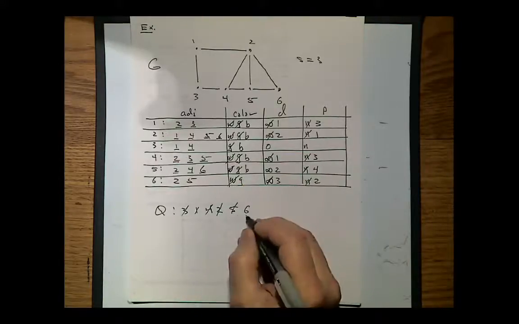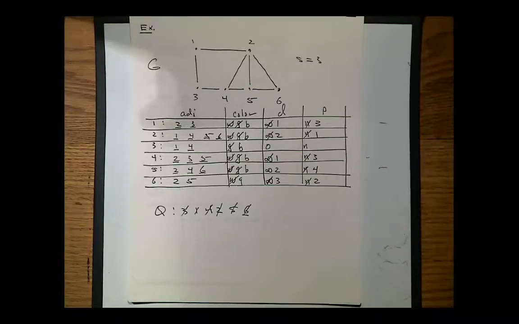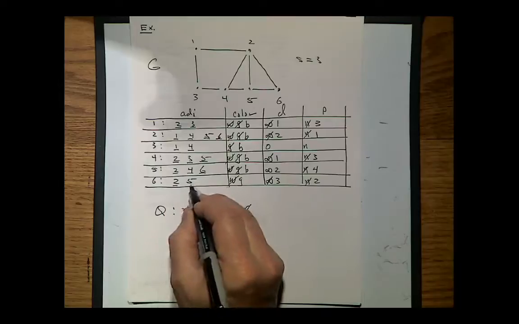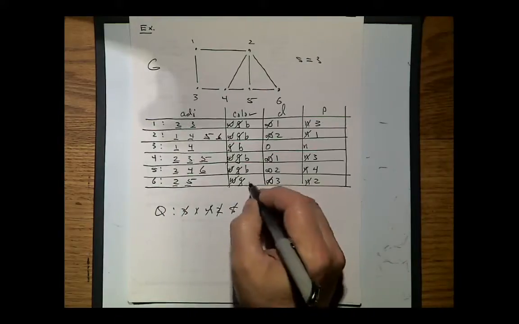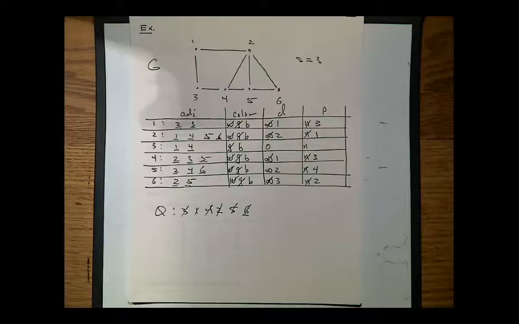Is the queue empty? No, it's not. So I pull off or dequeue the 6, process its adjacency list. 2's been discovered, 5's been discovered, color it black, and now we're done. Because the queue is empty.